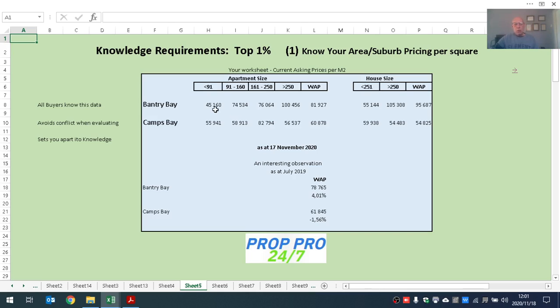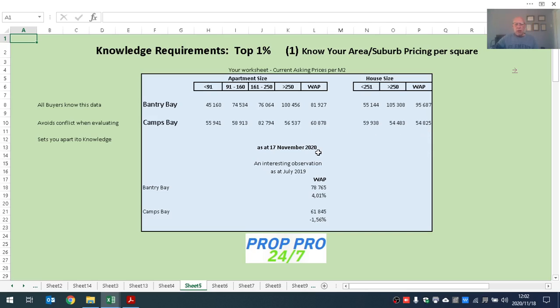Now, if we have a look at small apartments in Bantry Bay and Camps Bay, those less than 91 squares, the average asking price per square meter of all the properties on the market in Bantry Bay is 45,160 and Camps Bay 55,000. If we look at above 250 squares, we're looking at Bantry Bay's asking prices at 100,456 and Camps Bay at 56,537. It's important to know this also when taking on listings, because you need to avoid conflict with sellers, and it's good to show them what the competing properties are asking for in that particular size category.